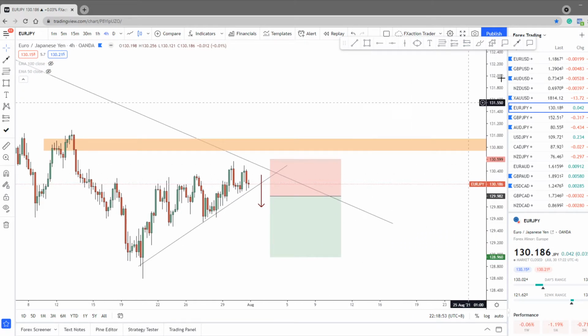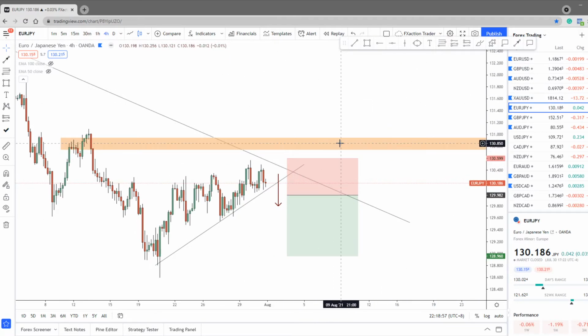The second scenario is that the market might do a pullback higher to retest this resistance zone at 130.85, and from here we can start to short the market if we can see any bearish signal that aligns with the previous market trend, like an evening star or bearish engulfing, or even a strong bearish pin bar.